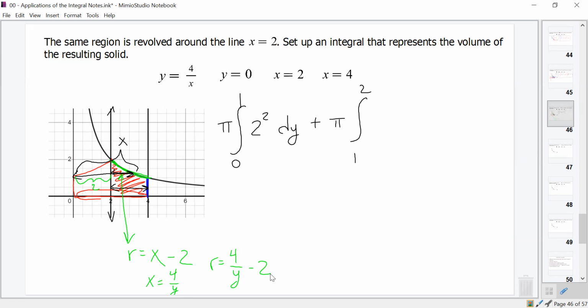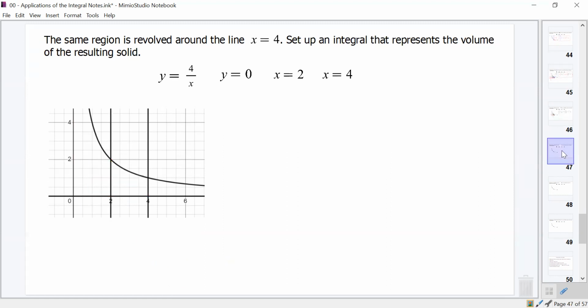So we'll throw that in our integral up here. 4 over y minus 2, squared, dy. So again, from 0 to 1, our radius is just 2 units there. But from 1 to 2, our radius being just this little piece, the distance from 2 to the function, that would be full x minus the 2. And again, we could simplify that and use the power rule to evaluate it, but this ought to be good enough for us for today.